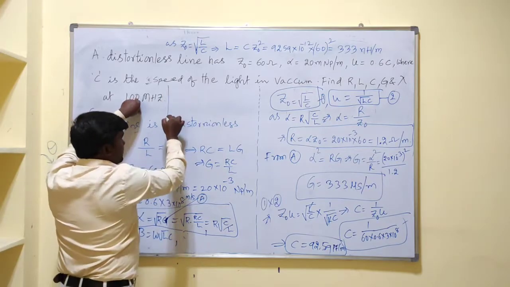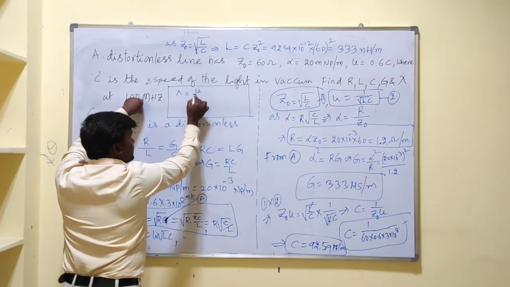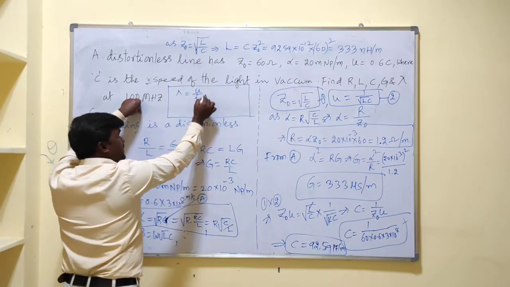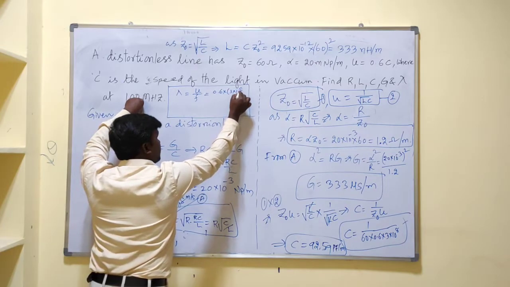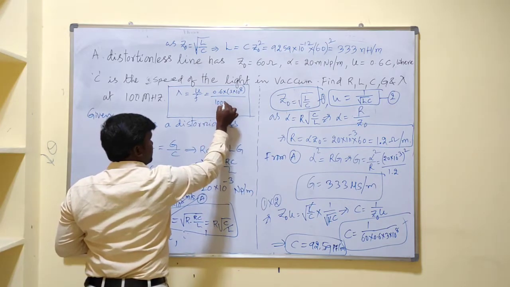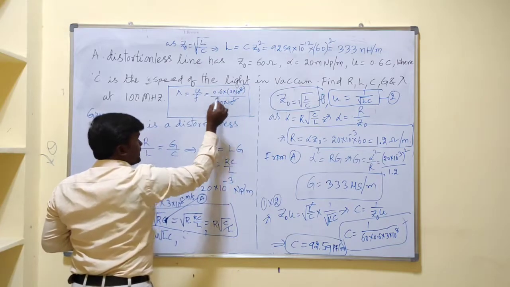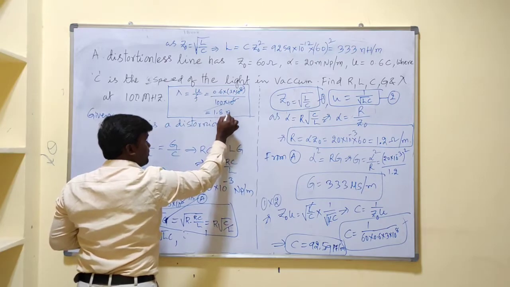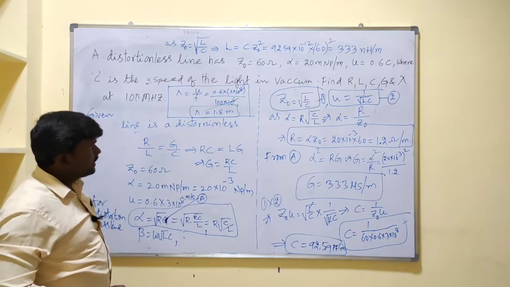I will find that lambda here itself. Lambda equal to velocity by frequency, since phase velocity is the product of frequency and wavelength. Here u can be written as 0.6 into 3 into 10 to the power 8, and frequency f is 100 megahertz, means 100 into 10 to the power 6, that is 10 to the power 8. This 10 to the power 8 cancels out. Finally we got 0.6 into 3, that is 1.8 meters. Wavelength is measured in meters. So this is the lambda value.